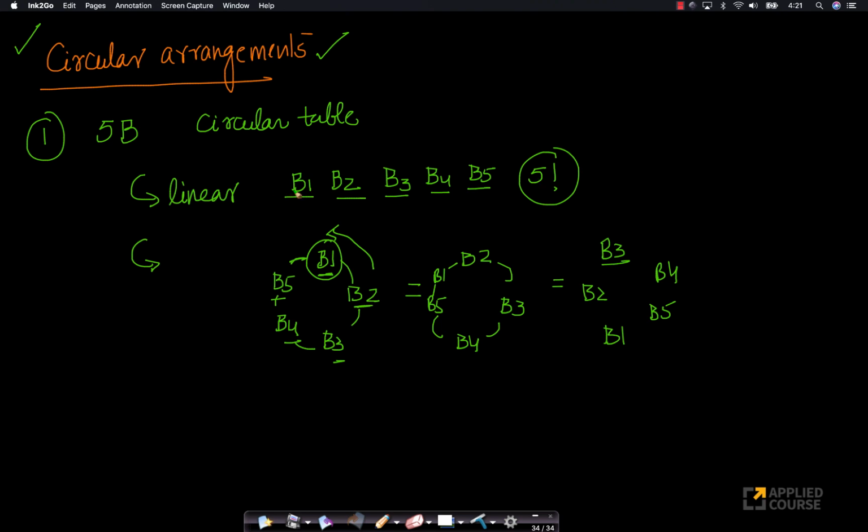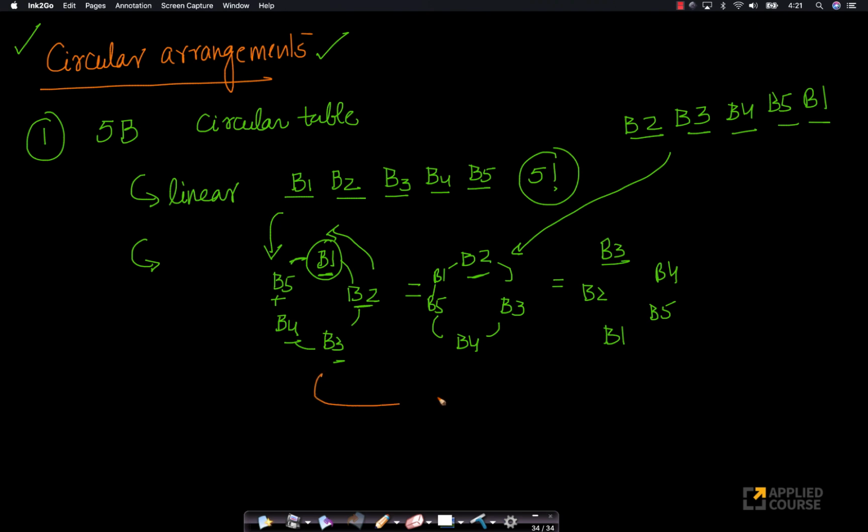In linear arrangements, they're not considered the same. They're considered different. Look at this. B1, B2, B3, B4, B5 is considered different from B2, B3, B4, B5 and B1. In linear arrangements, this is different from this. But if you convert this linear arrangement into a circle, you get this. If you convert this into a circle, you get this. Now in circular arrangements, both of them are considered equivalent, which means now comes the fun part.